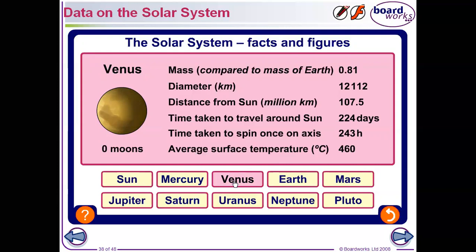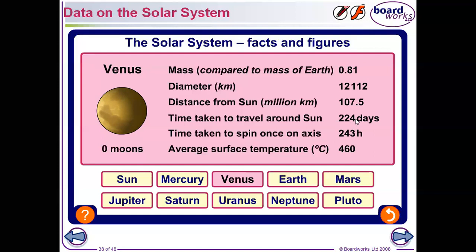Venus is the slowest planet when it comes to moving around its axis. So that means for it to travel around its axis, it takes 243 hours. Think of it, 243 hours just to move around its axis.